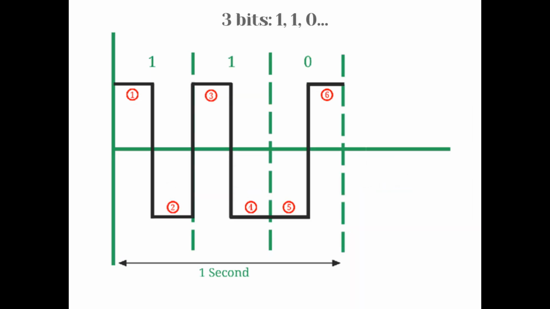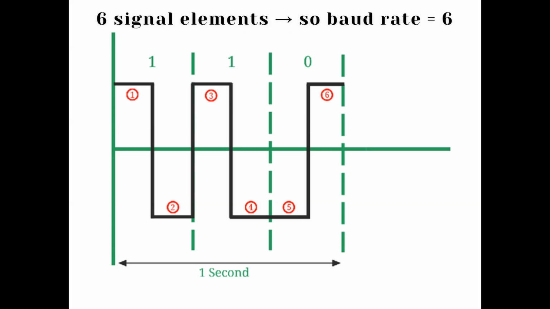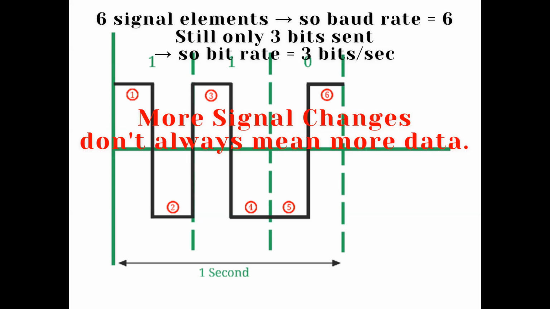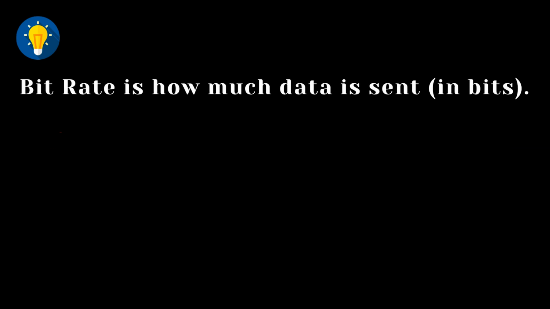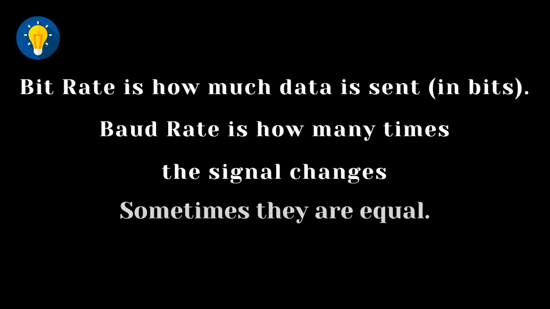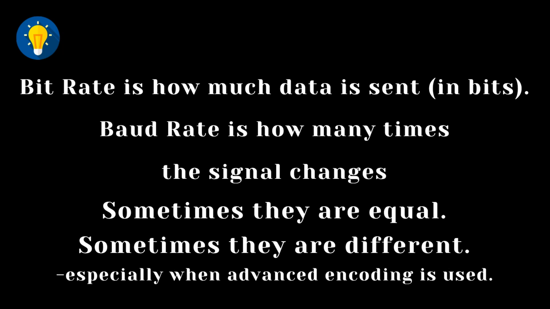Now check out this image, same 3 bits, 1, 1, 0, but look at the signal changes, there are 6 changes. That's 6 signal elements, so baud rate equals 6. Still only 3 bits sent, so bit rate equals 3 bits per second. This means, more signal changes don't always mean more data. Here, each bit is split into 2 signal changes. So remember, bit rate is how much data is sent, in bits. Baud rate is how many times the signal changes. Sometimes they're equal, sometimes they're different, especially when advanced encoding is used.